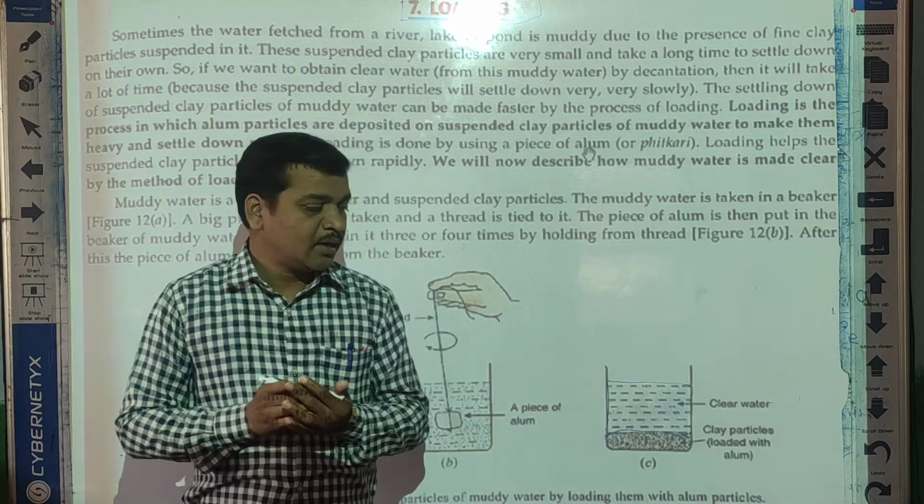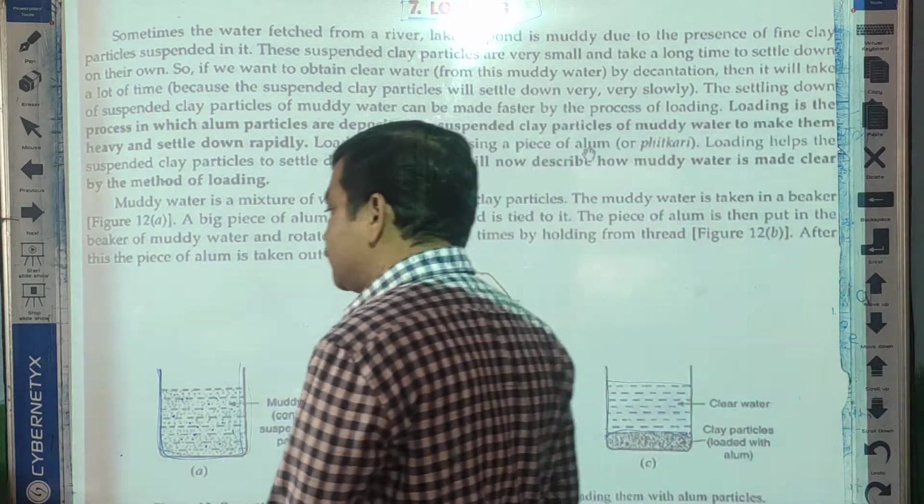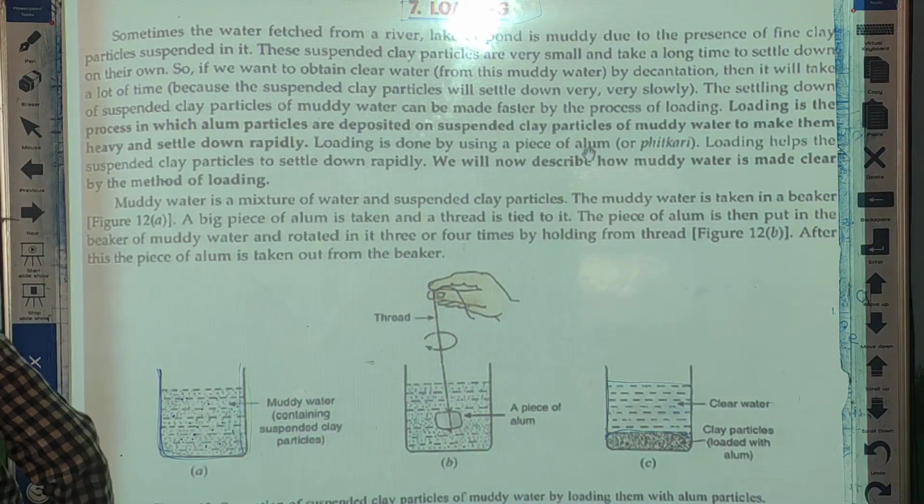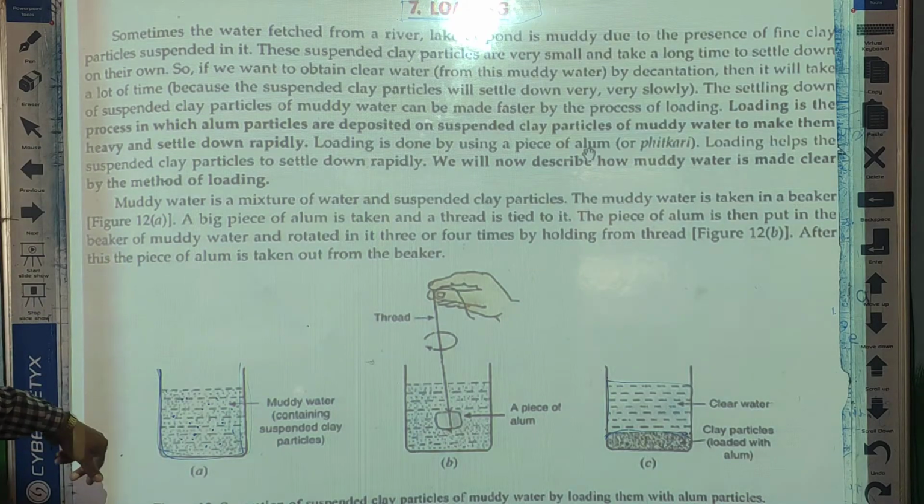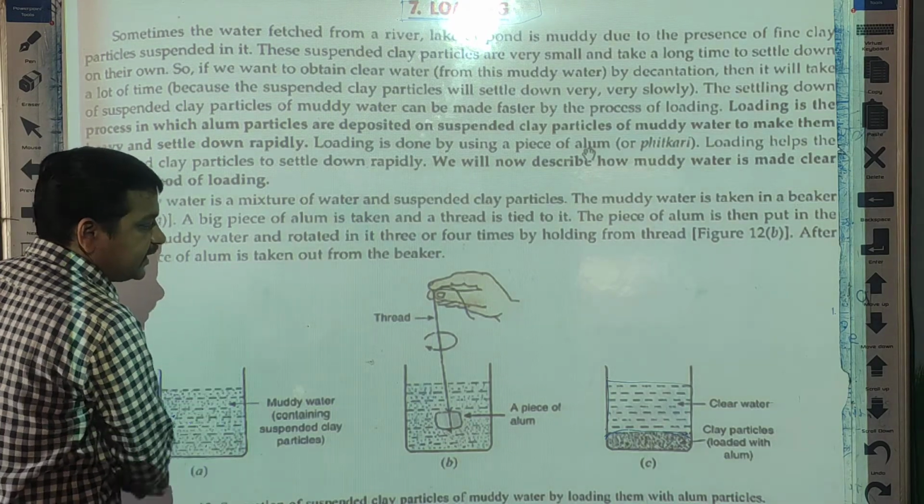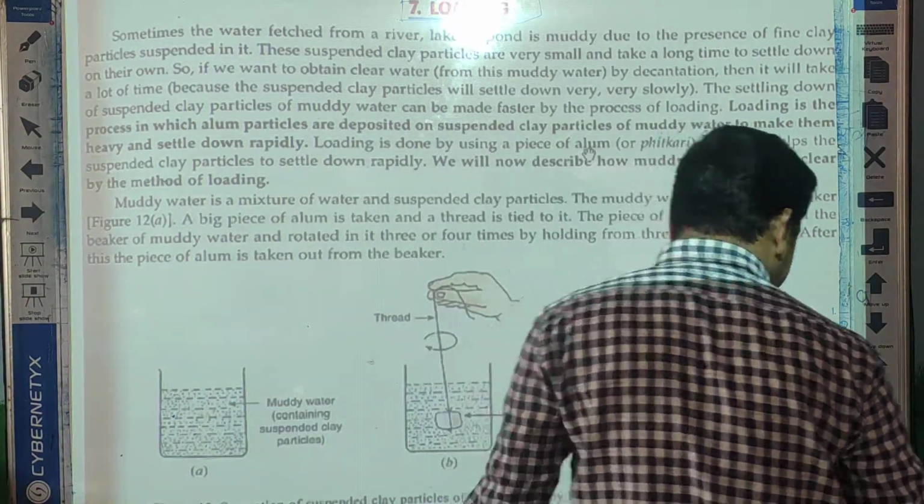Okay students? Now the next method, to separate out the soluble impurities from water. Now the next example is filtration. So the next method we will see now is the filtration method.